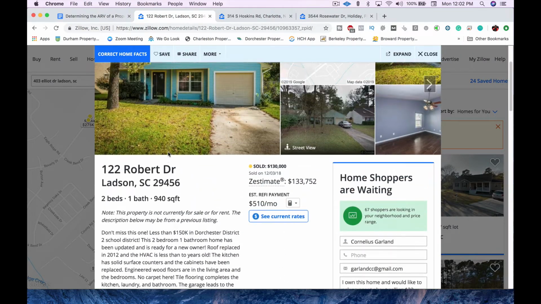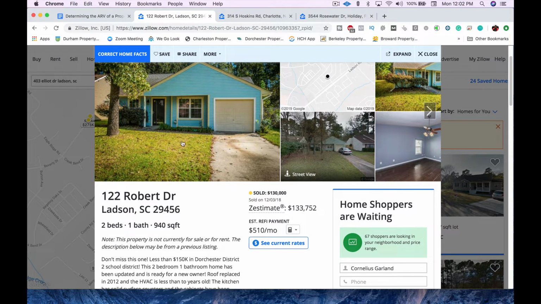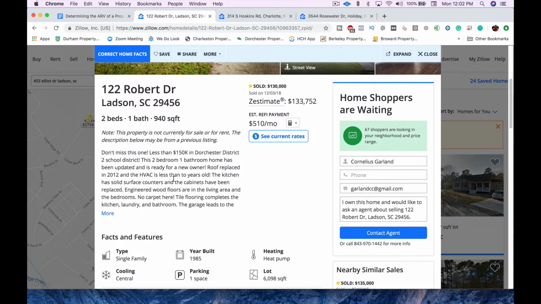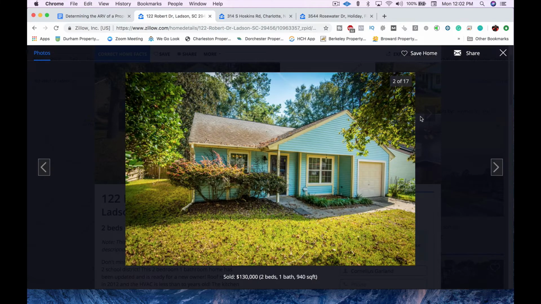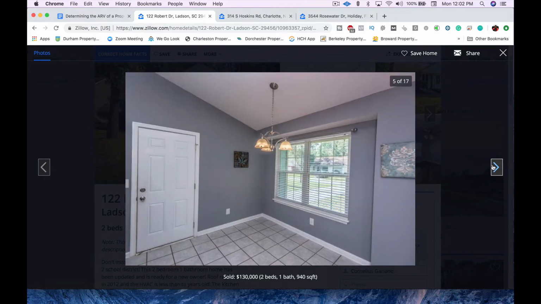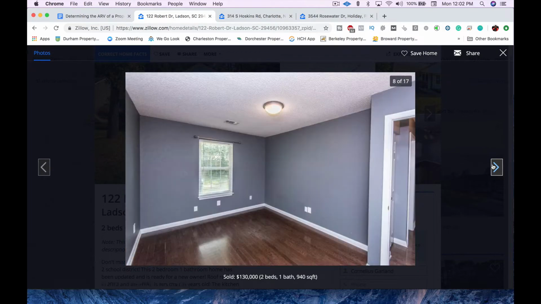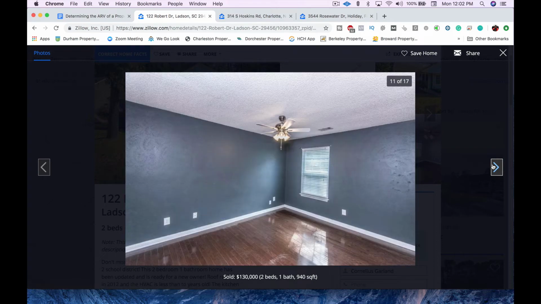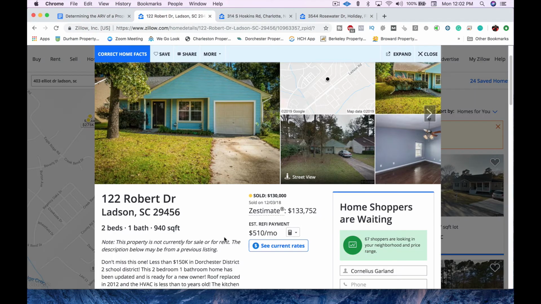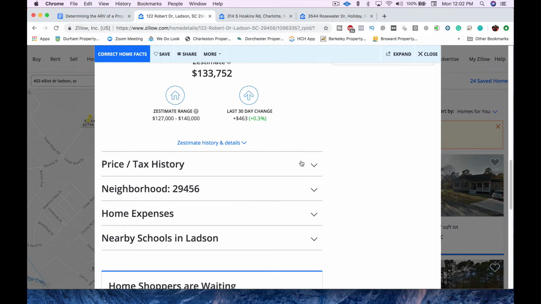Okay, 940 square feet. Okay, this is a similar layout. 2 beds, 1 bath. Let's go ahead and start clicking on the pictures. Great. So I can tell this is most likely an investor rehab. And I'm going to go into price and tax history.